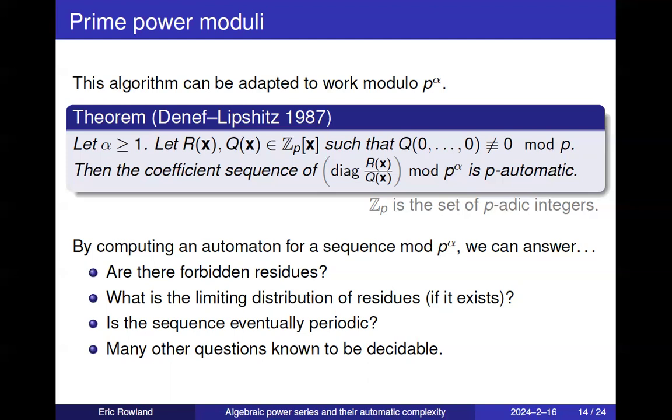And there were some open questions that we were able to answer by just running a decision procedure to test whether a sequence is eventually periodic or not. And many other questions are known to be decidable because automata have been studied by computer scientists since the 60s or so.